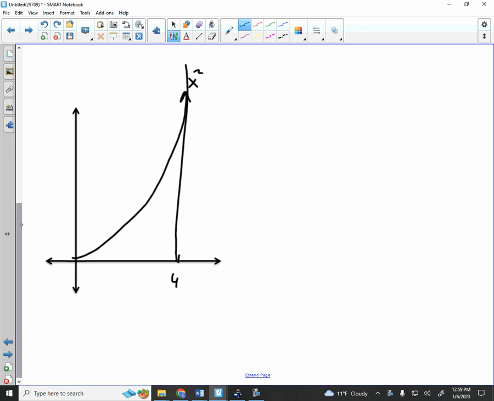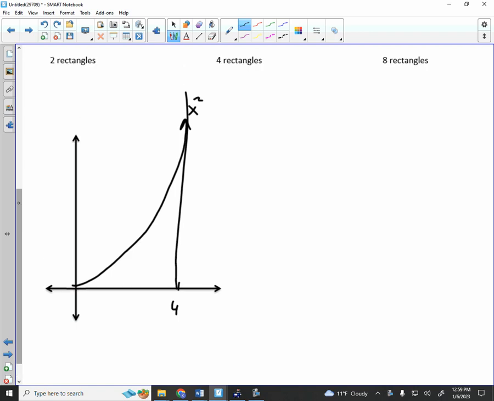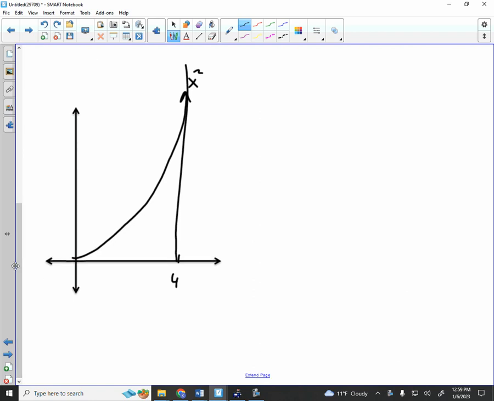So I want to divide it up so that there are two rectangles. If I'm going to divide this region up into two equal rectangles, what's going to be the width of each rectangle? 2. So I'm going to put a mark at 2.